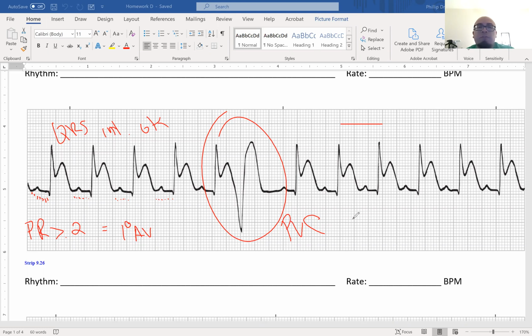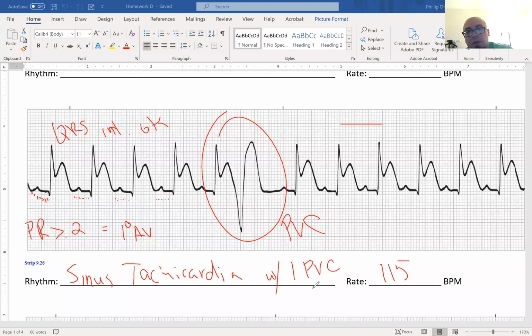Okay, now we're on step 5. Let's calculate the rate. 300, 150. We're fast here. We're about 115 or so. So we are sinus tachycardia with 1 PVC and first degree AV block. All right, that's that one.